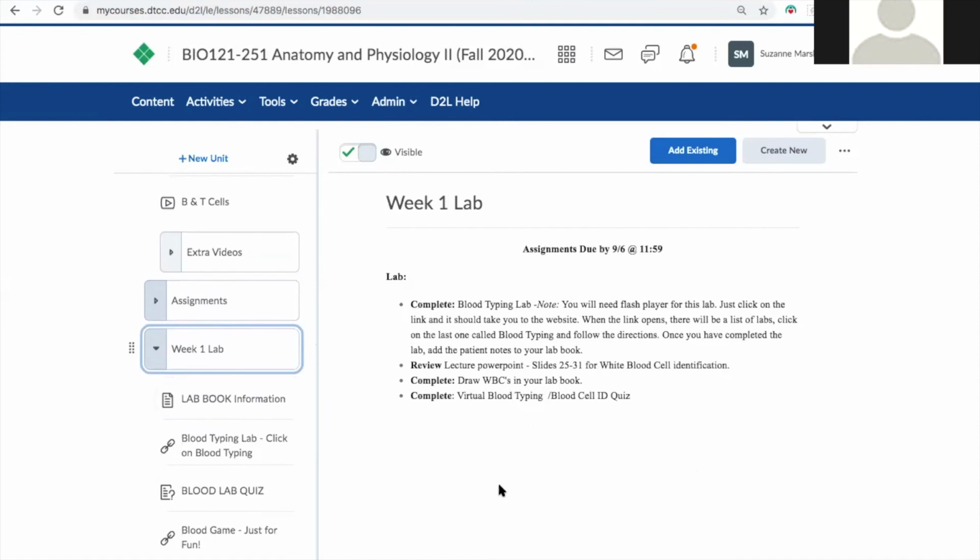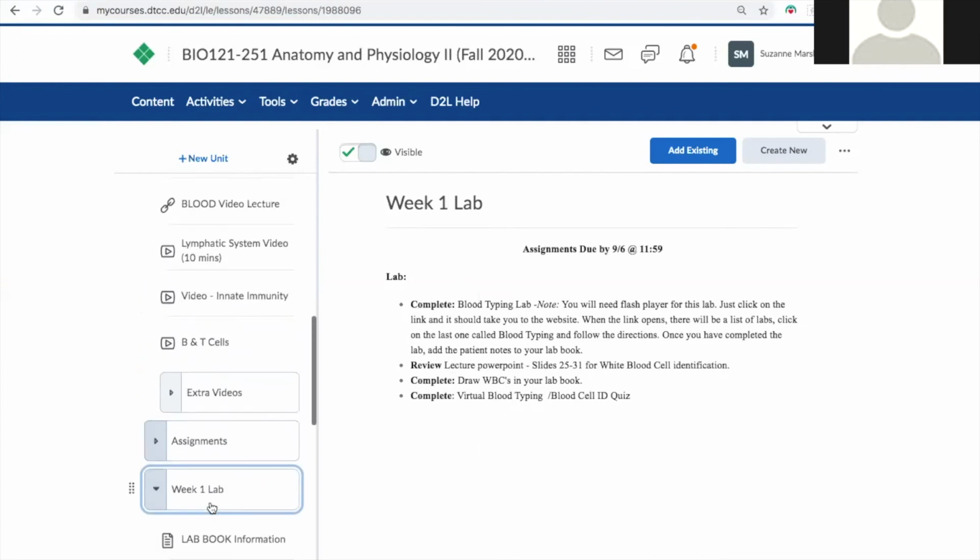Yes, thank you. But it says assignments are due by 9/6 at 11:59. I don't want to lose any points from there. No, this is all fill in. If you look under your lab, the only thing that is due is the completed lab book. But this blood lab quiz.